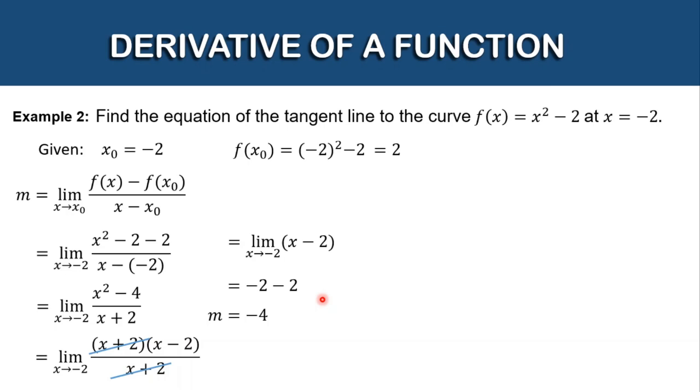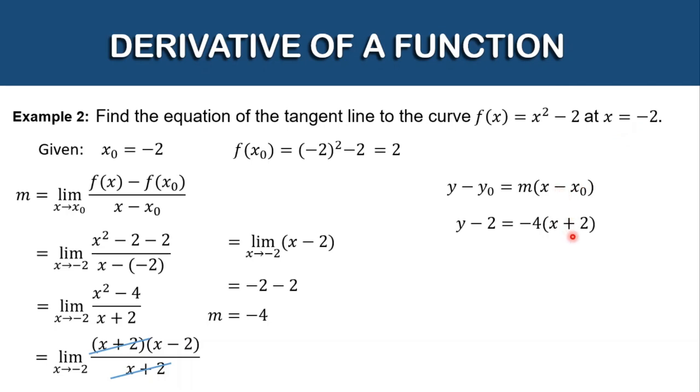So after finding the slope, we can now find the equation of the tangent line. So meron tayong point x sub 0 and this is also y sub 0. And also we have the slope. So again, let's use the slope-intercept form. So again, here is our formula. Y minus y sub 0 is equal to m, which is the slope, times the quantity x minus x sub 0. Then by substitution, meron tayong y minus 2 because y sub 0 is equal to 2. Then our slope is negative 4 times the quantity x plus 2 because x sub 0 is equal to negative 2, negative times negative, that is positive.